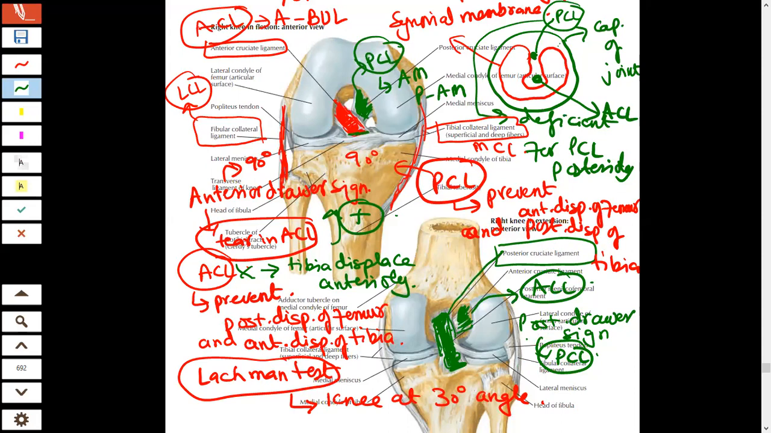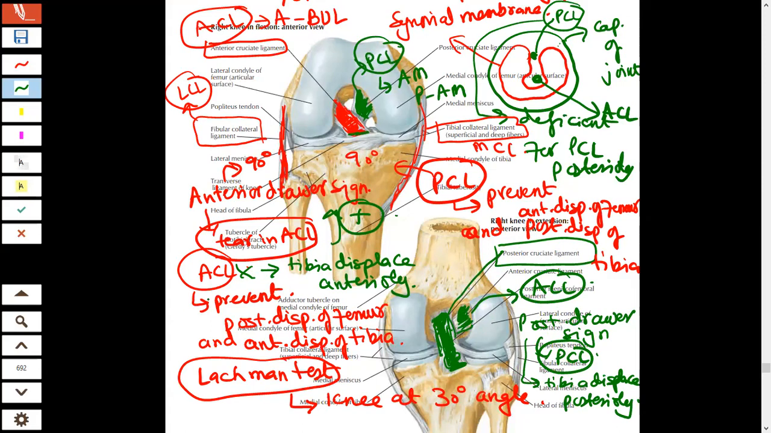So in the posterior drawer sign, what will happen? The tibia is going to displace posteriorly. If the tibia is going to displace posteriorly, you are going to say, sir, this is a positive posterior drawer sign. Clear to everyone? So if there is a PCL tear, there will be a positive posterior drawer sign. If there is an ACL tear, there will be a positive anterior drawer sign.